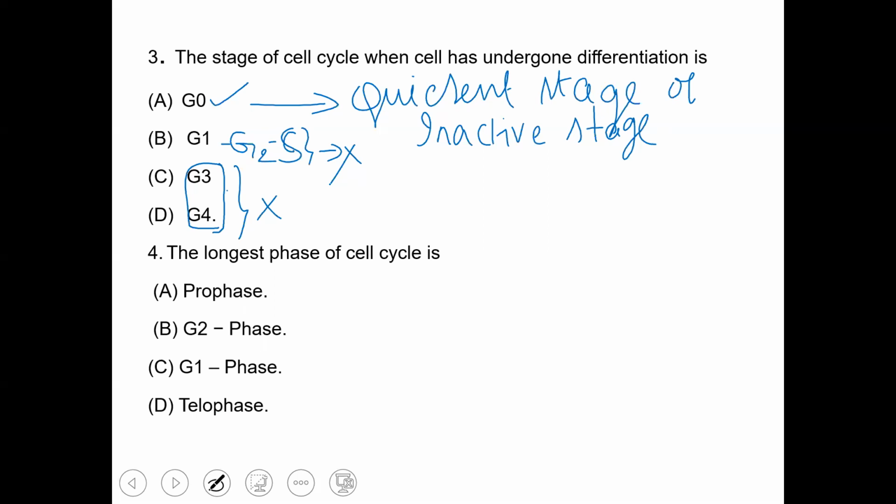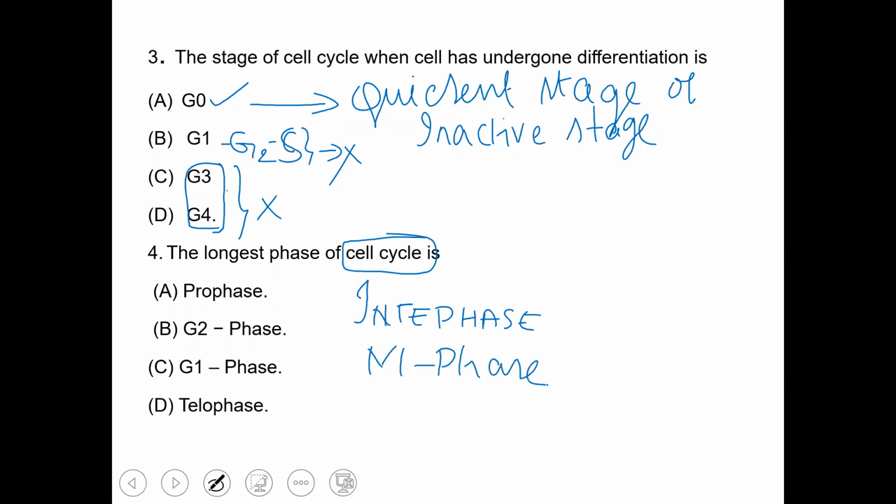Next, the longest phase of cell cycle is. See, the question may be asked like this. Either they'll ask you the longest phase of cell cycle, the longest phase of interphase, or sometimes they may ask the longest phase of M phase, or the longest phase of meiosis 1, or on the whole the cell cycle. So it is different for different phases. Here they have asked the longest phase of cell cycle.